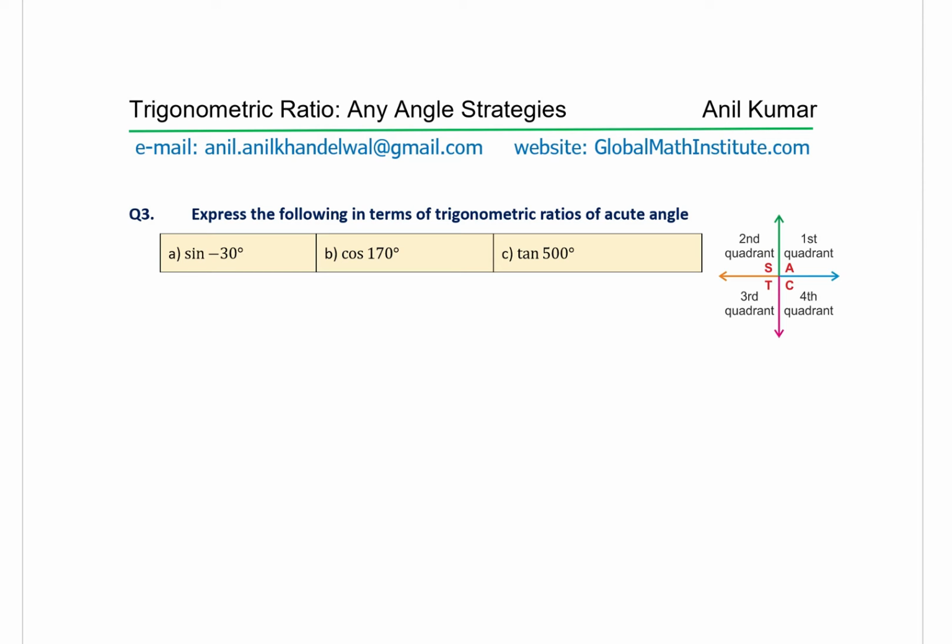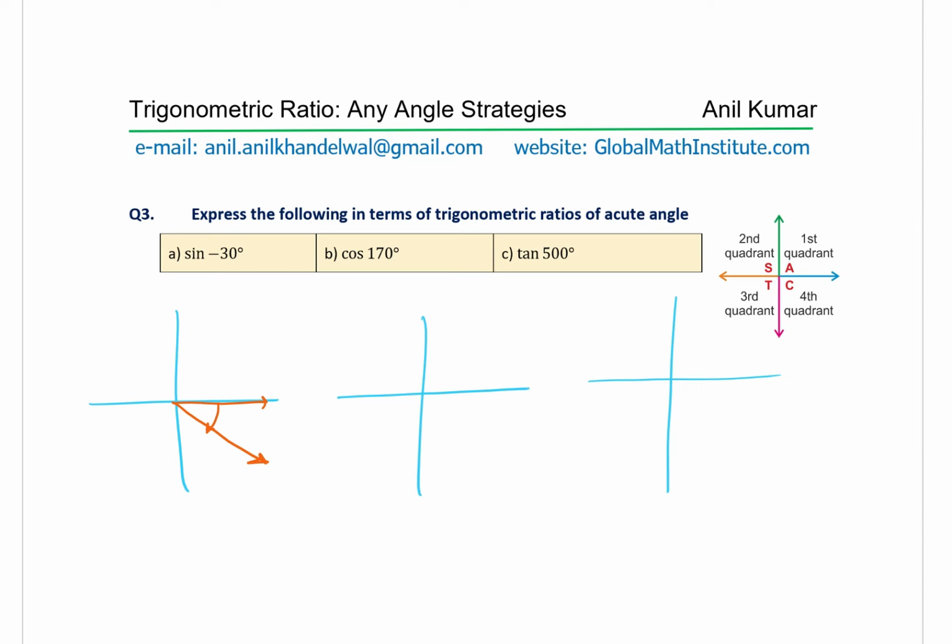Okay, question number 3 here is, express the following in terms of trigonometric ratios of acute angle, right? That's the question. So what I'll do here is, to really understand the situation, we'll actually sketch each and then write down our answer. So sine of minus 30 degrees. Initial arm is right there. Minus means we go negative and that's it. So sine of minus 30 degrees is right there.